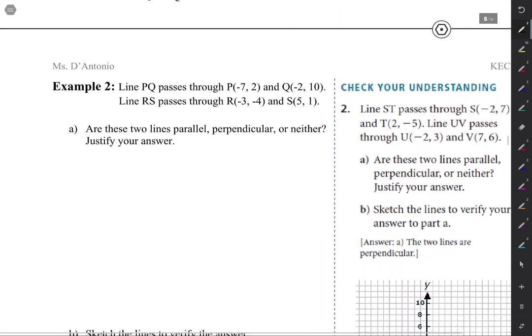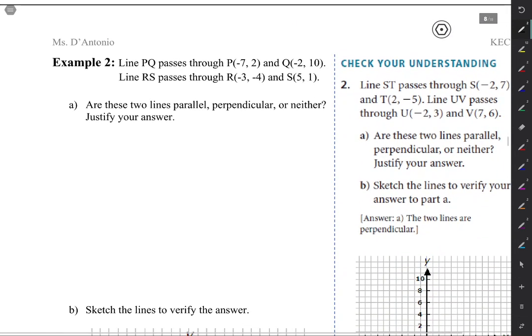Example 2 is very similar to example 1, except this time we're not going to graph the lines in order to find the slope. We are going to use the formula that we used in topic 1. So we have two lines. They gave us 2 points on each line, and we need to determine if the lines are parallel, perpendicular, or neither. Justify your answer. So let's find the slope of both of the lines.